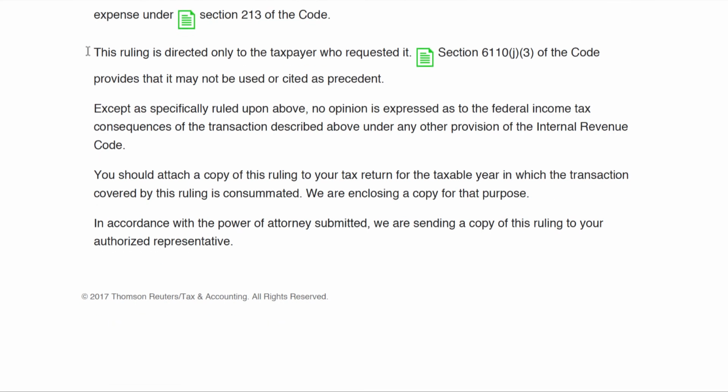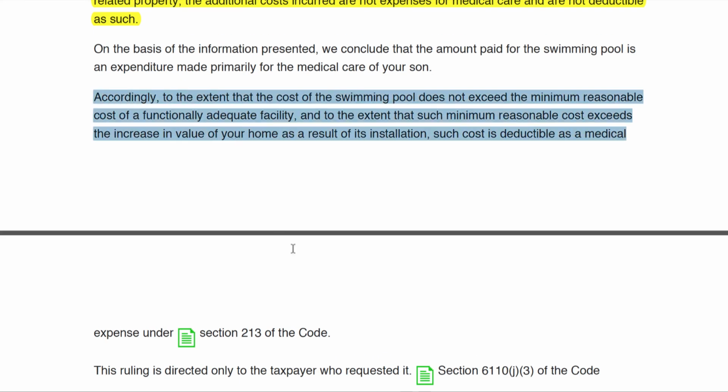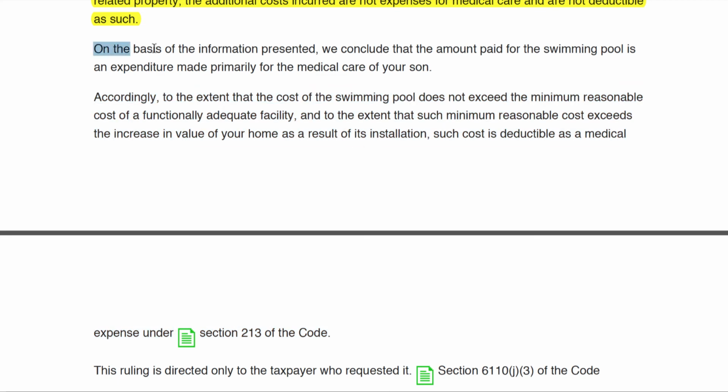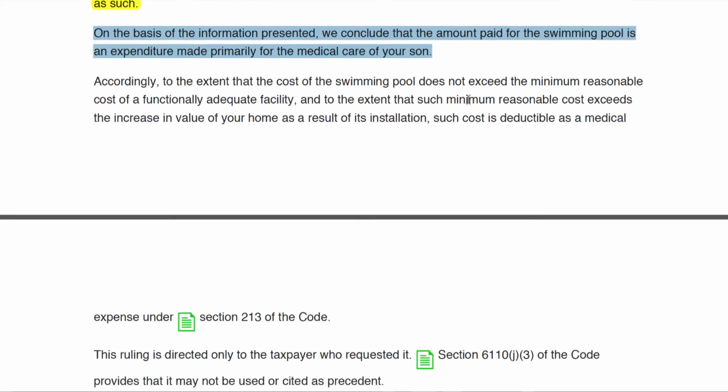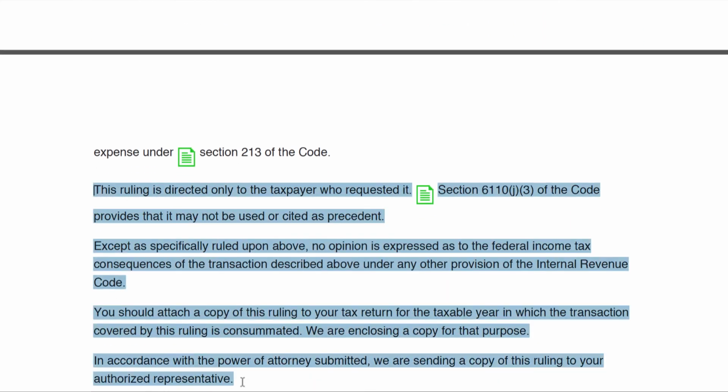And by the way, the private letter ruling, they say how they rule here. Okay. They talk about it. On the basis of the information presented, we conclude the amount paid for the swimming pool is an expenditure made primarily for medical purposes, medical care, so it can be deducted. Okay. And then it gives the procedural stuff in every private letter ruling, how other people can't rely on this, and the taxpayer has to include this on the tax return, and so on. Okay. So you see that.